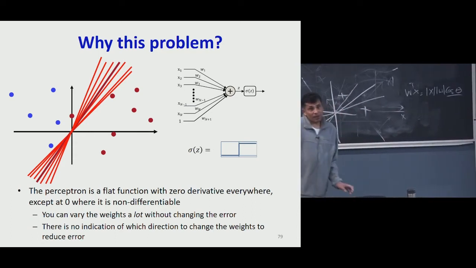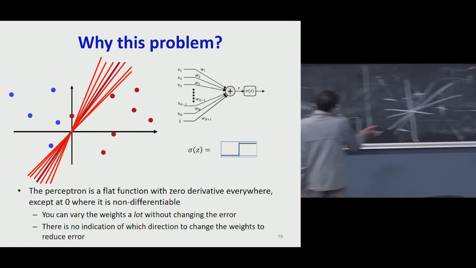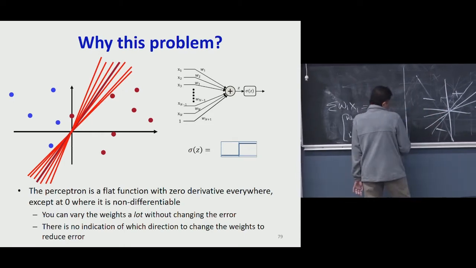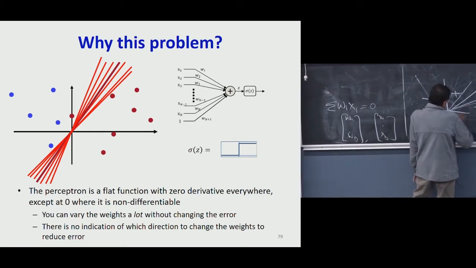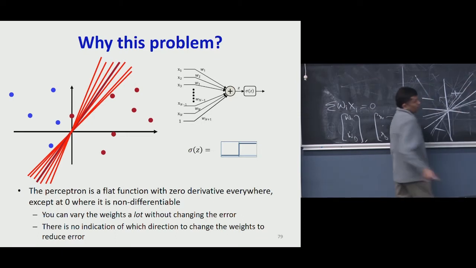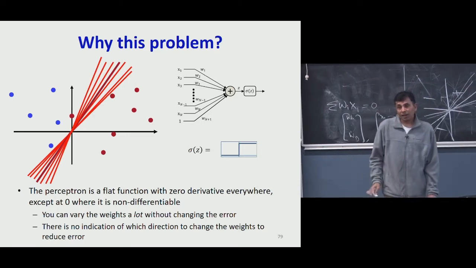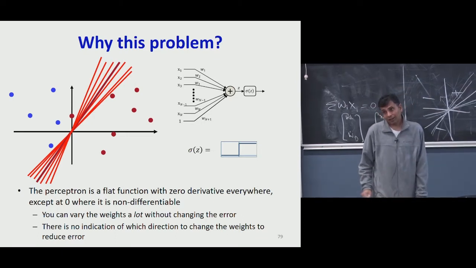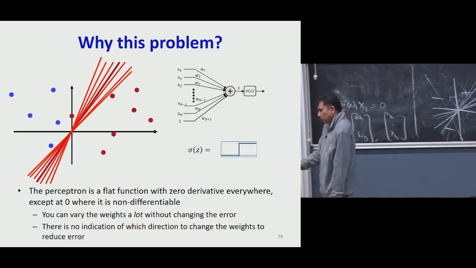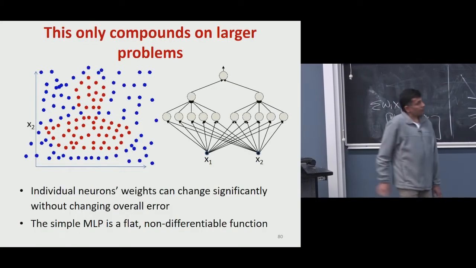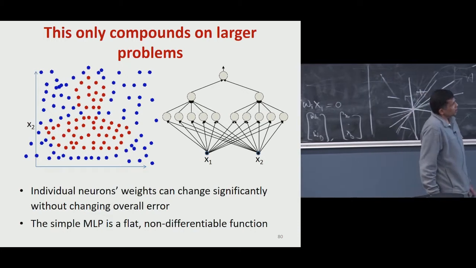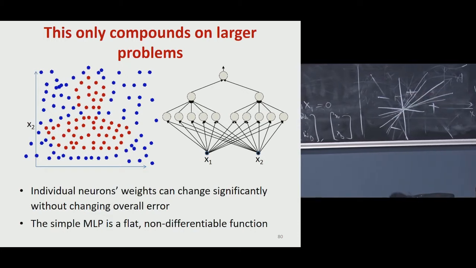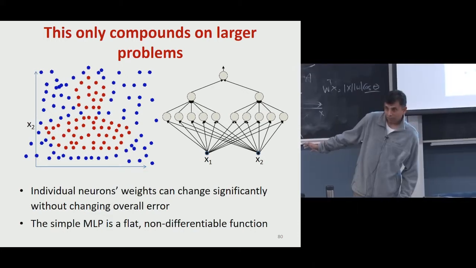So in fact, you can vary the weights a lot. You can swing a network. You can swing this one from this guy all the way out to this guy, and the output is really not going to change. You can vary the weights a whole lot and observe no change in the output. Same thing here. So here, for the individual neurons, you have the same problem.